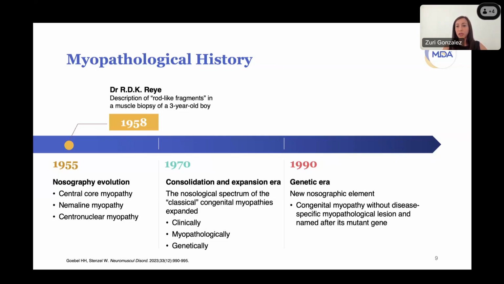We can split the nosographic evolution of the congenital myopathies into three eras. First, the classical groups were described: central core myopathy, nemaline myopathy, and centronuclear myopathy. From 1970 up to the 90s, these started to expand, and the spectrum of disorders, clinically, myopathologically, and genetically, became broader. And then from 1990, we got to the genetic era, when congenital myopathies are named after the gene that causes the disease, and we may or may not see the disease-specific pathological lesion.